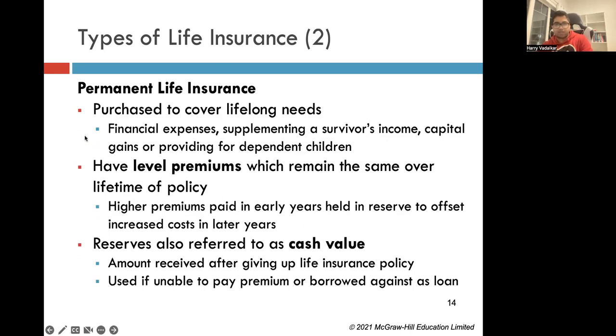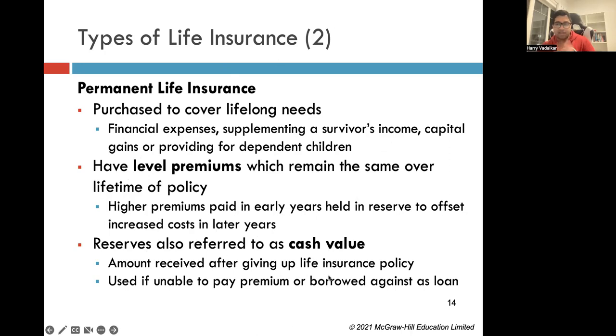Next is permanent life insurance. It is purchased to cover lifelong needs, including financial expenses, supplementing a survivor's income, capital gains, or providing for dependent children. They have level premiums, which means the premium remains the same over the lifetime of the policy. Higher premiums are paid in the early years, which are held in reserve to offset the increased cost in the later years. These policies have cash value against which you can borrow.